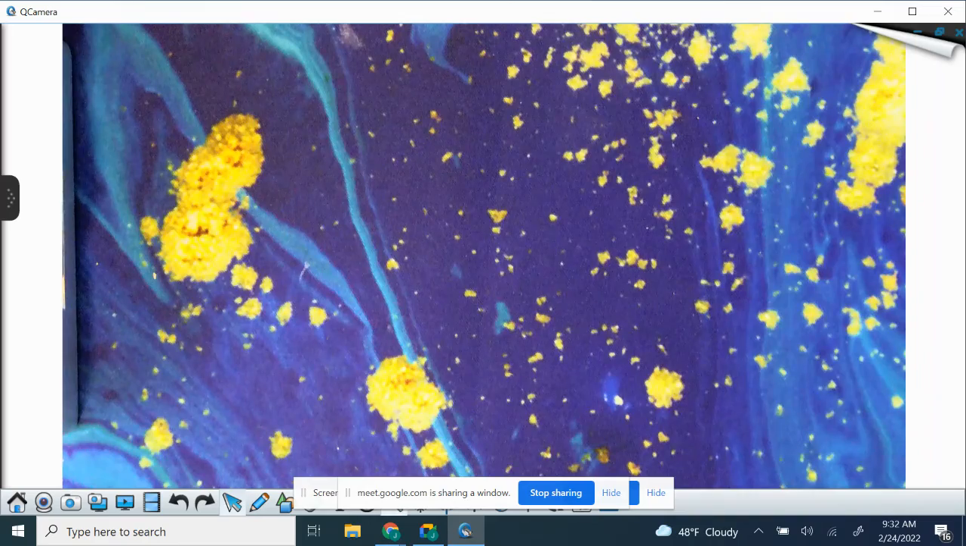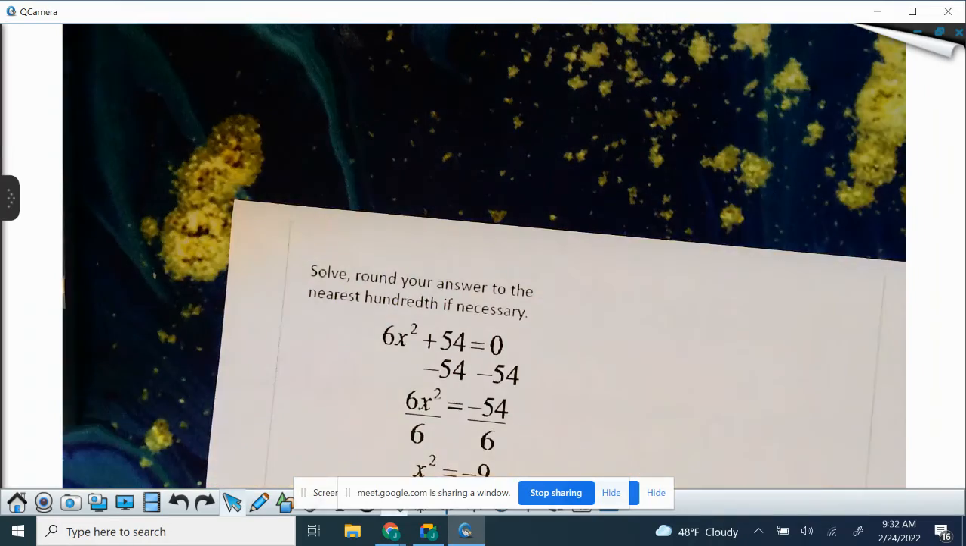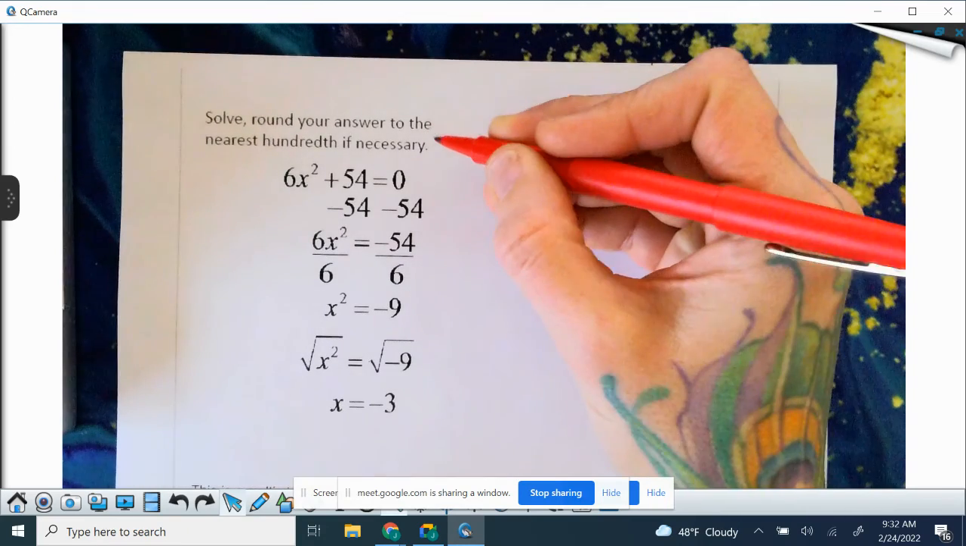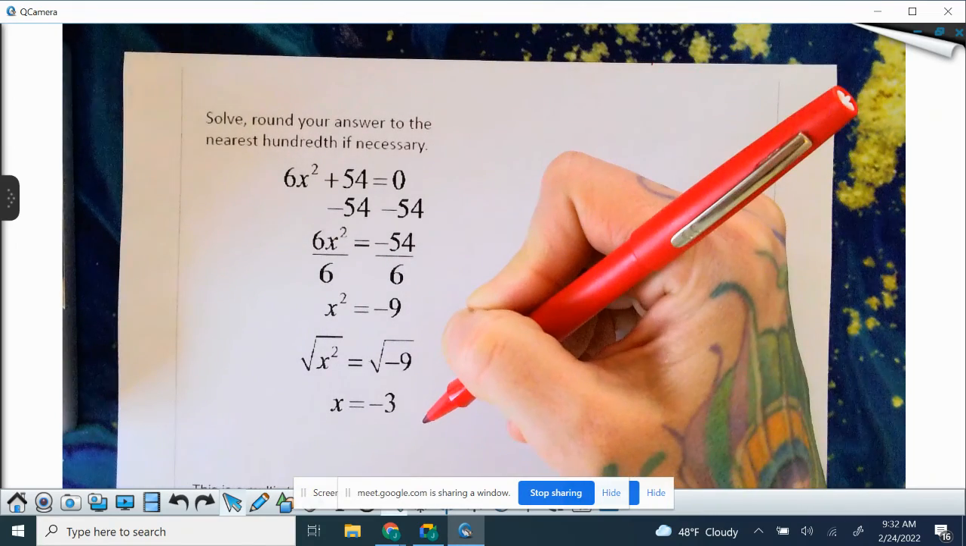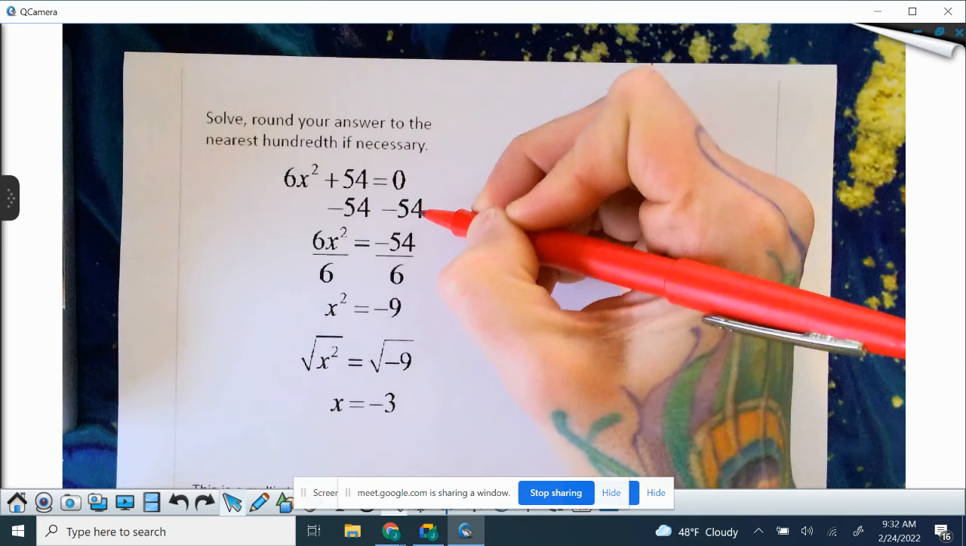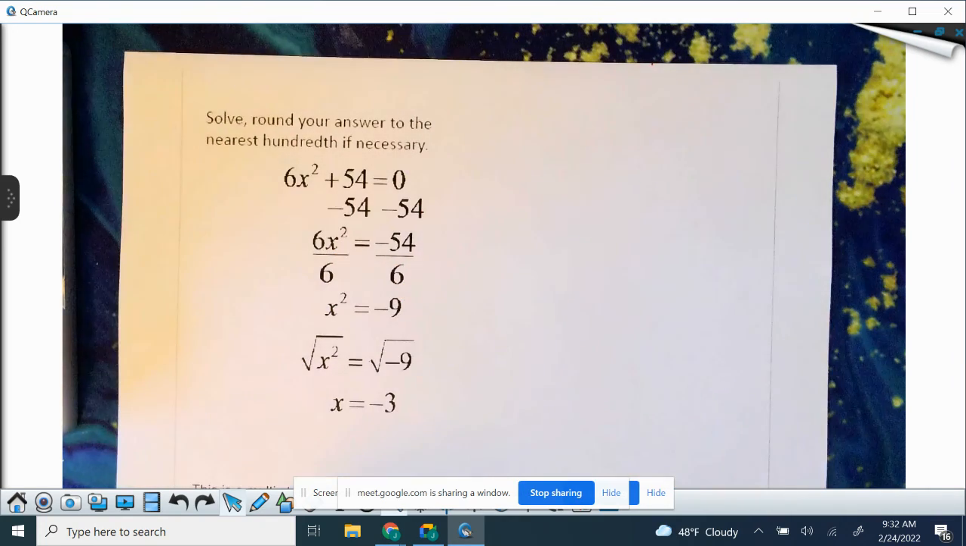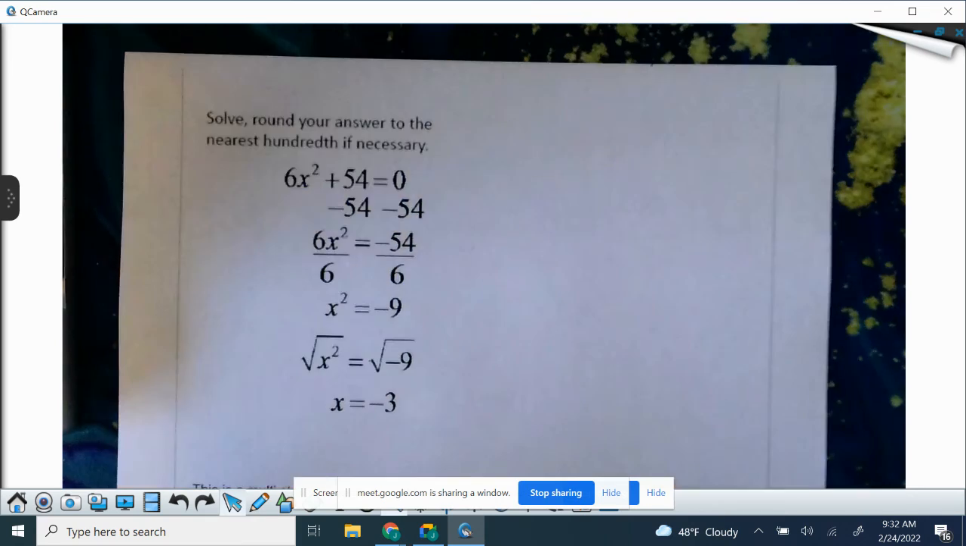Last but not least, we're only 2 minutes over, not too shabby. So solve, round your answer. This is their work. What did they mess up? So we subtracted 54, perfect. Divided by 6, good. And then take the square root.